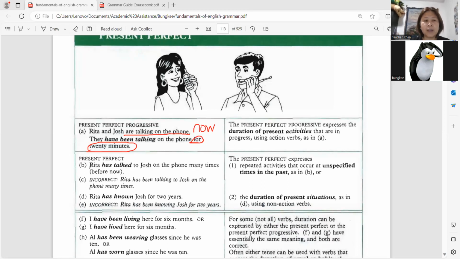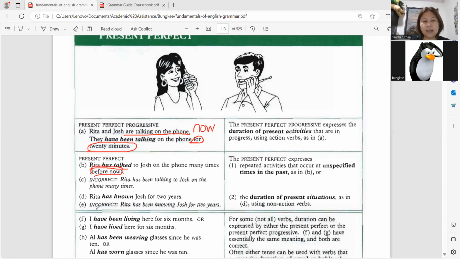Present perfect: Rita has talked to Josh on the phone many times before now. That means that they are not talking at the moment. They have talked before now, but now they are not talking anymore. That is about the present perfect.